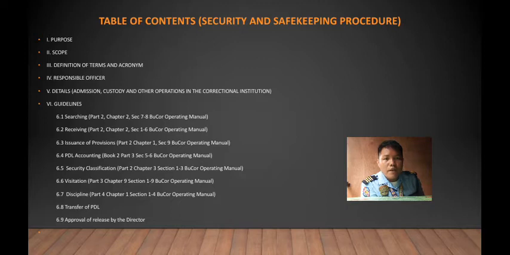Then we have also 6.6, violation, part 3, chapter 9, section 1 to 9, BUCOR operating manual. Then 6.7, we have discipline, part 4, chapter 1, section 1 to 4, BUCOR operating manual. And we have also a transfer of PDL. And the last one is the approval of release by the director.